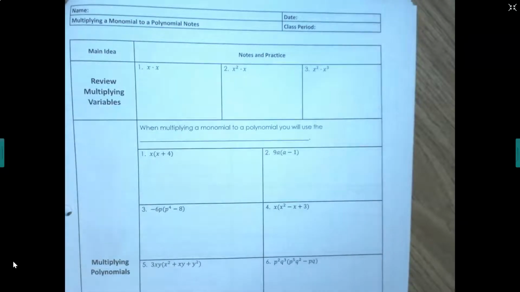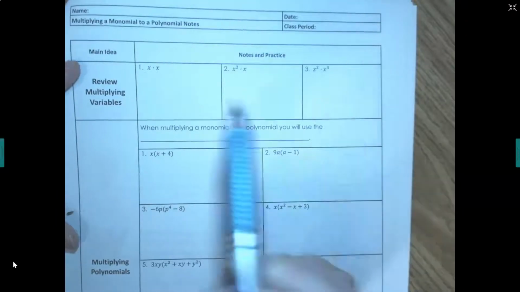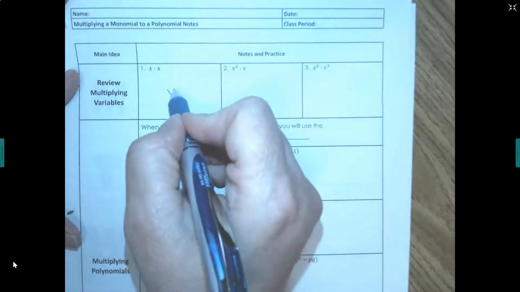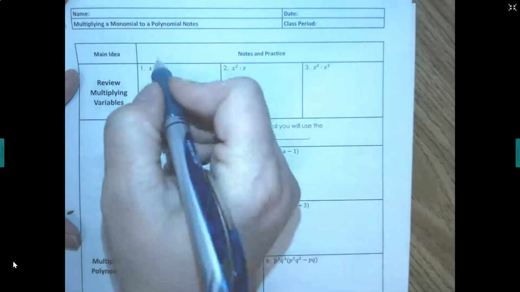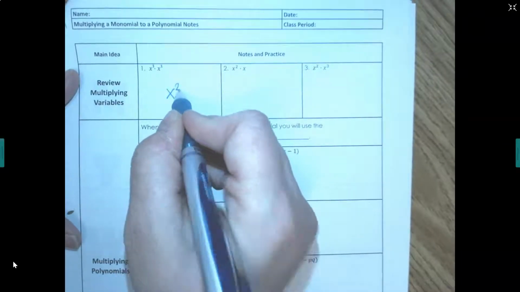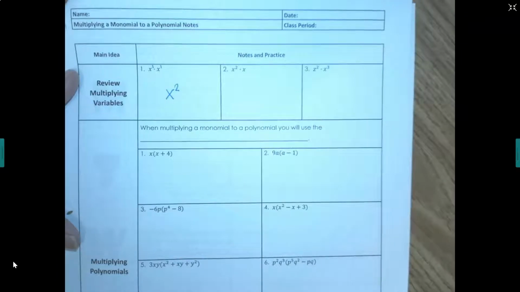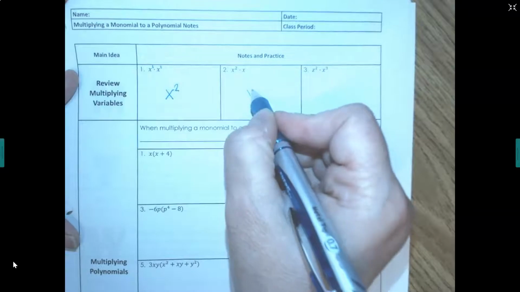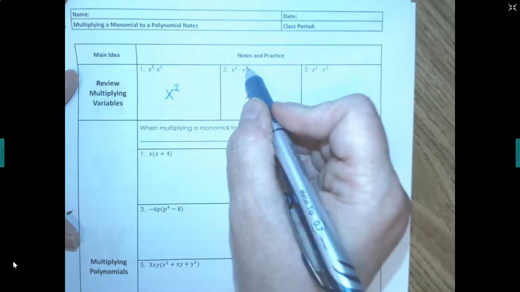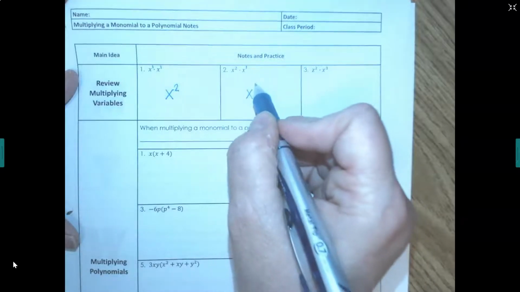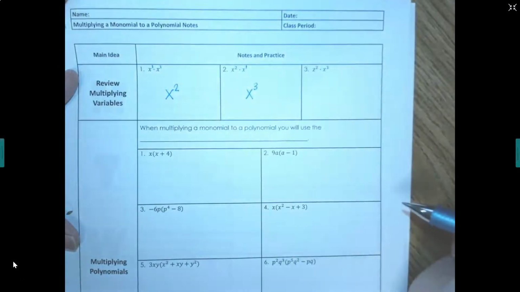Alright, so I want to do a little review of when you are multiplying variables. If I take an x and I multiply it to another x, the base is going to stay the same. But these each have an exponent of one, so x times x is actually x squared. All right, let's try another one. I have x squared times x, so the base stays x. But I have two exponents there and one exponent there, so x squared times x is x cubed.